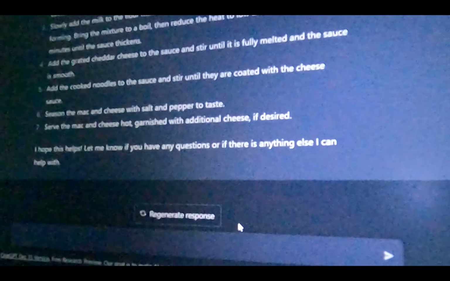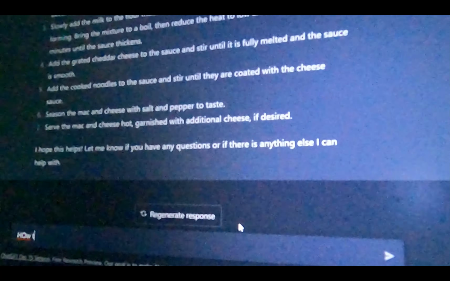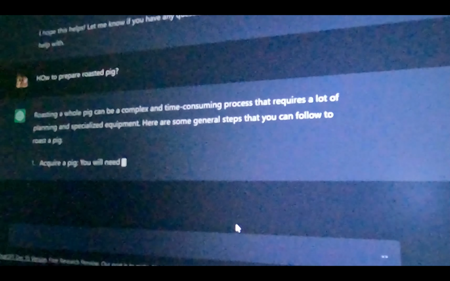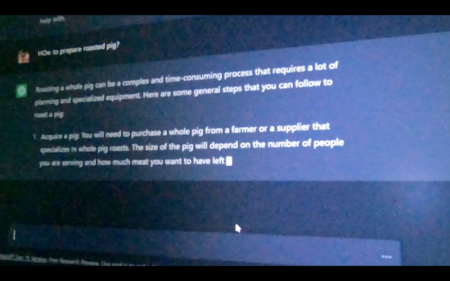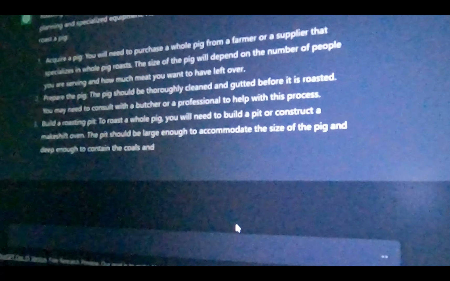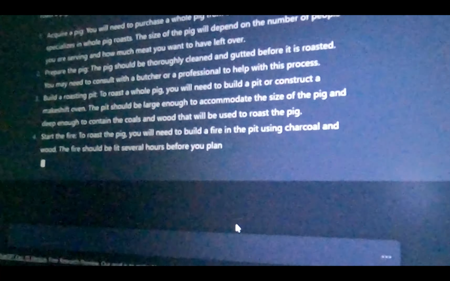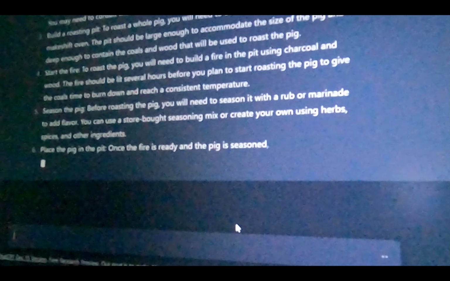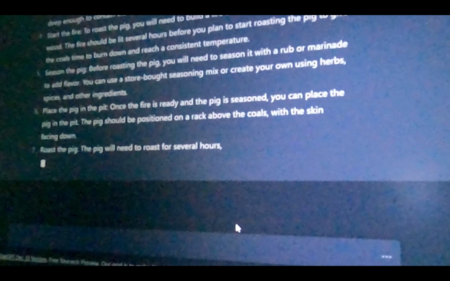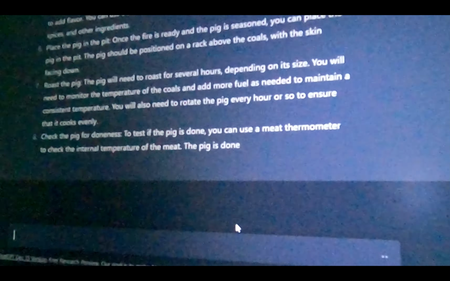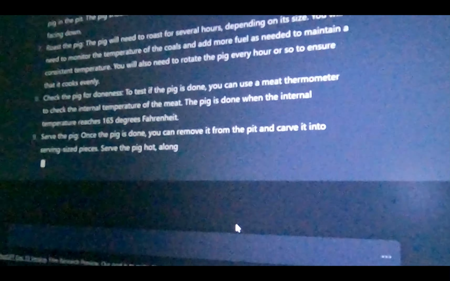So let's try one more recipe with this one. How to prepare roasted pig. See, I knew it. So very detailed answer. So OpenAI right now is just useful for preparing food or cooking. So detailed. Wow, it is so complete.